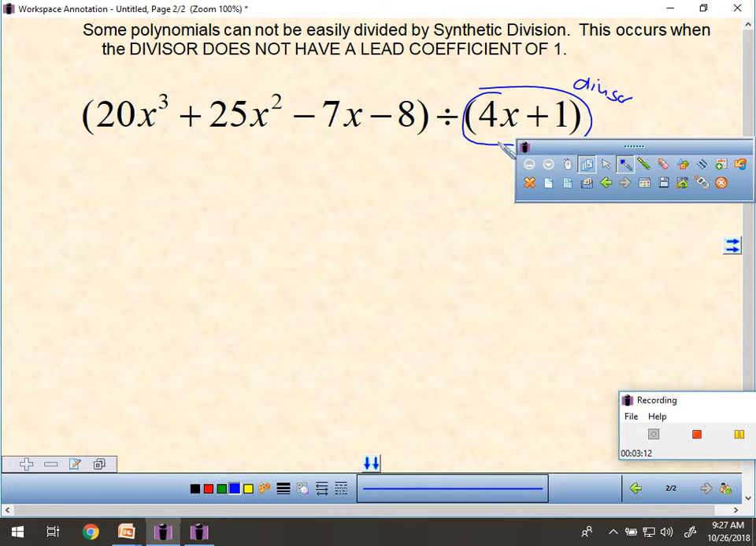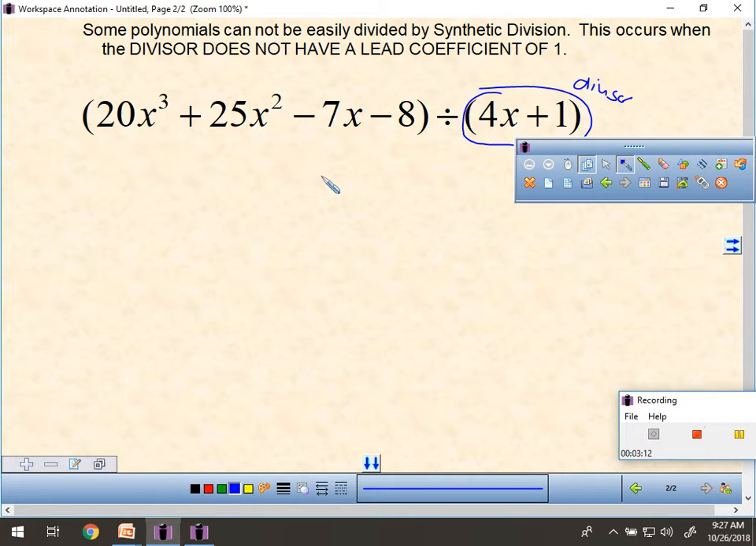Now, it is true, if I wanted to get rid of this 4, I could divide this by 4, right? Because 4 divided by 4 is 1. But remember in math, whatever you do to one side, you've got to do to the other. So if I divide this by 4, wouldn't I also have to divide all this by 4 also? And that's where it gets pesky, because I wouldn't want to take 25 divided by 4. That would give me a decimal, and I do not want to do that whatsoever. So unfortunately, synthetic division does not work well here. So we have to do long division.